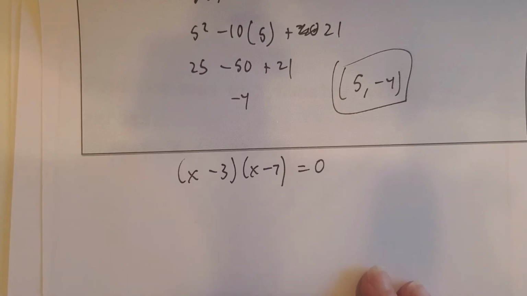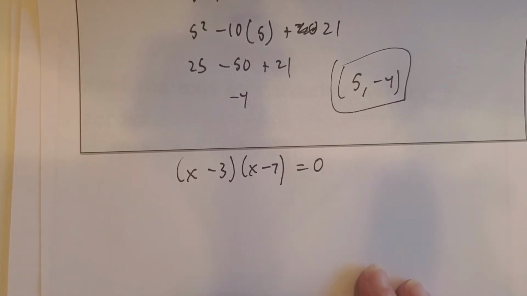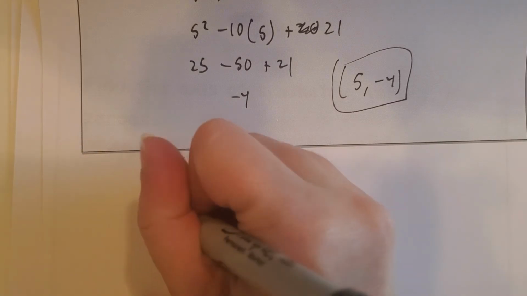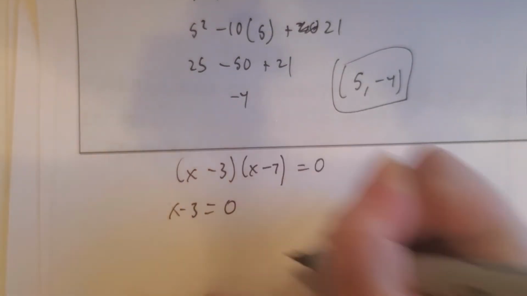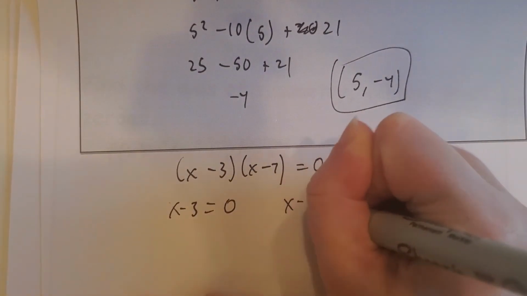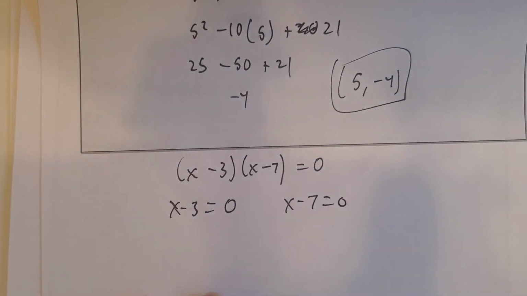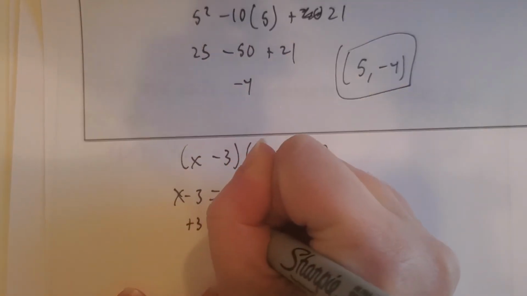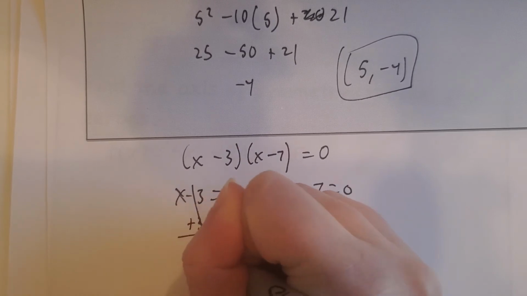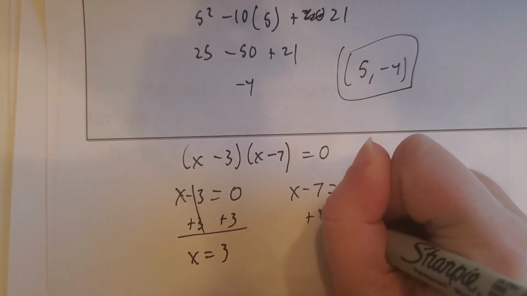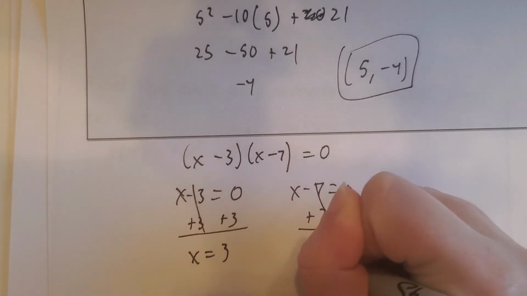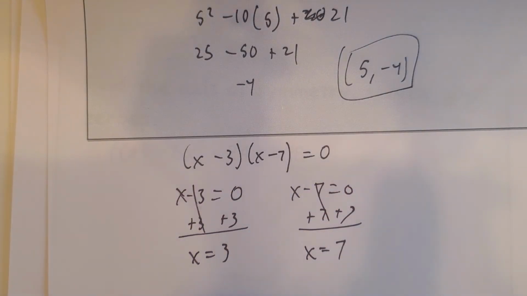And then we're doing this the same way that we solved by factoring in the last unit. We're going to split it up. X minus 3 equals 0, x minus 7 equals 0, and then solve them both. So x is 3, and x is 7.